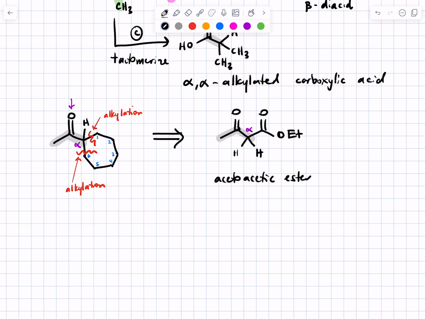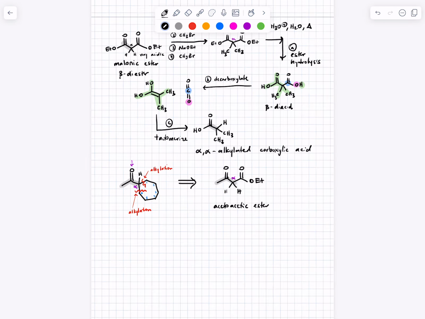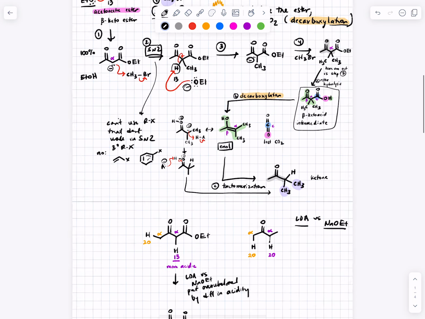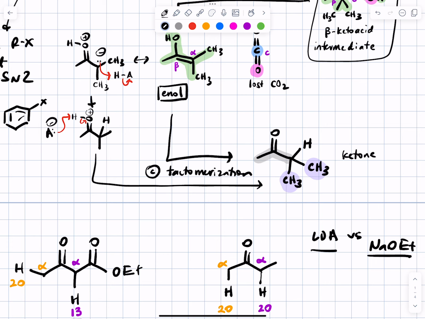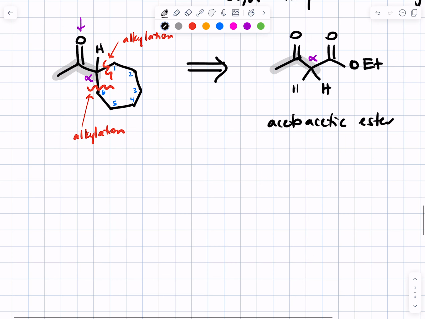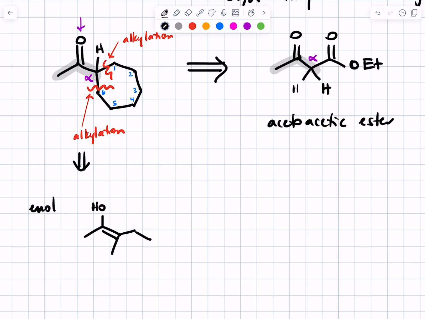So, let's remind ourselves, what is the immediate previous step in the malonic or the acetoacetic ester synthesis? It's tautomerization. So we want to step backwards from the ketone to the enol. Okay, that should be easy. So let's step backwards to the enol. That's going to look like this. And then we've got to draw that crazy 7-membered ring.